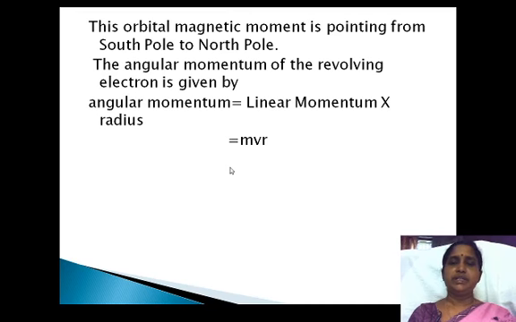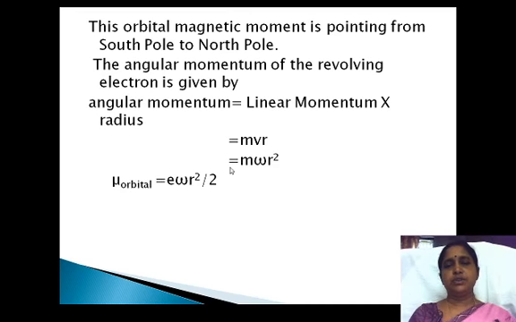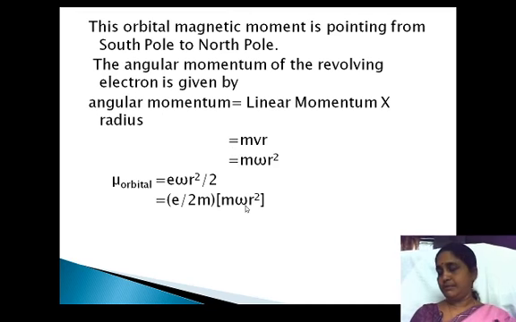So mv is the linear momentum, radius is r. Generally we know v is equal to r omega, then we get m omega r square. Mu orbital, in the previous derivation, we obtained mu orbital is equal to e omega r square by 2. This we can write like this: e by 2m into m omega r square. In place of m omega r square we write angular momentum.